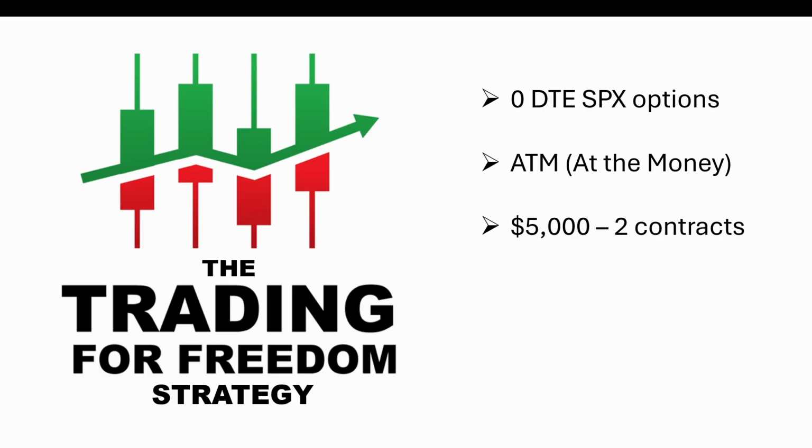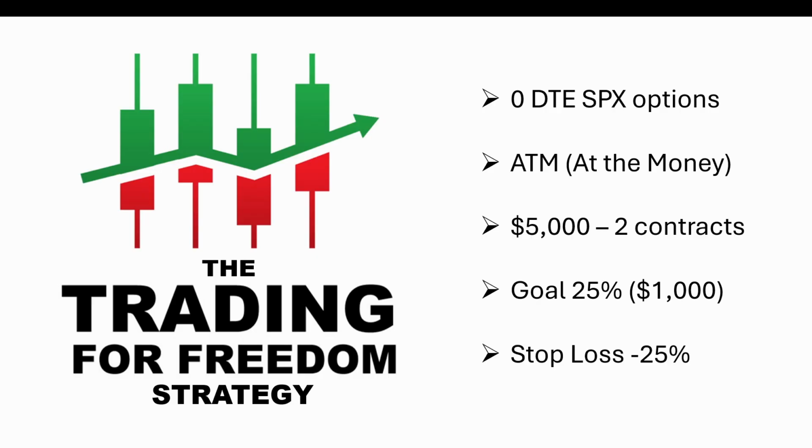$5,000 is usually how much I invest in a single trade, which is about 2 contracts. My goal is to make 25% above the purchase price. That is around $1,000. My stop loss is 25% less than the purchase price.